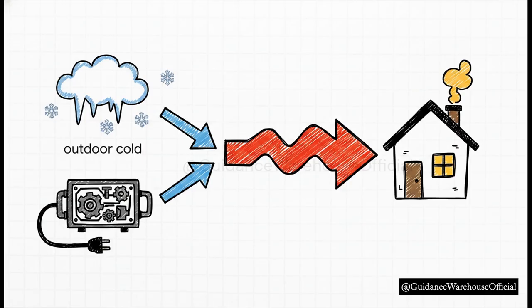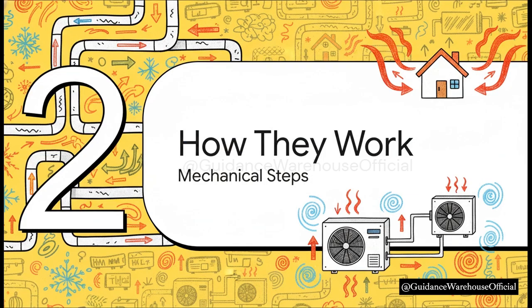The heat delivered to the hot room, QH, is exactly equal to the heat taken from the cold outdoors, QC, plus the electrical work you used, W. You're basically gathering free heat from outside, adding the heat generated by your electrical compressor, and dumping all of that inside your house. Moving on to part two, how heat pumps work.